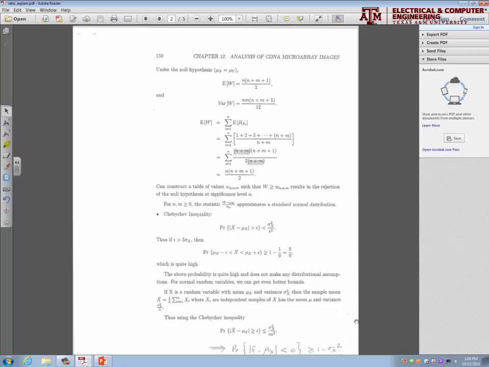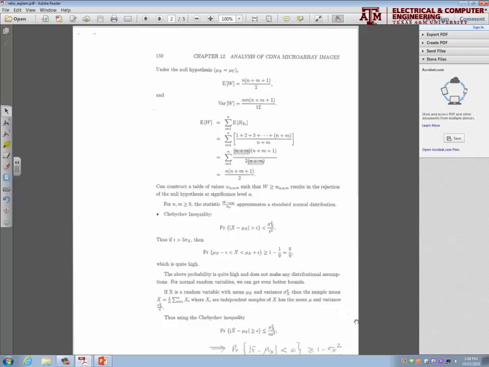Well, the expected value of W is going to be the expected value of the rank sum statistic. That is the sum of all the ranks of the individual Xi's, right? But you can bring the expectation inside the summation sign, no problem. But now look at this. You know this rank of Xi, what values can it take? It can take values 1, 2, 3, 4 up to m plus n, all right?